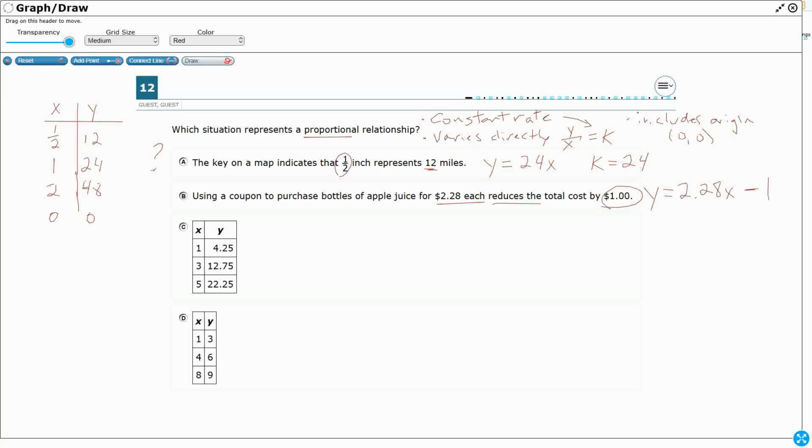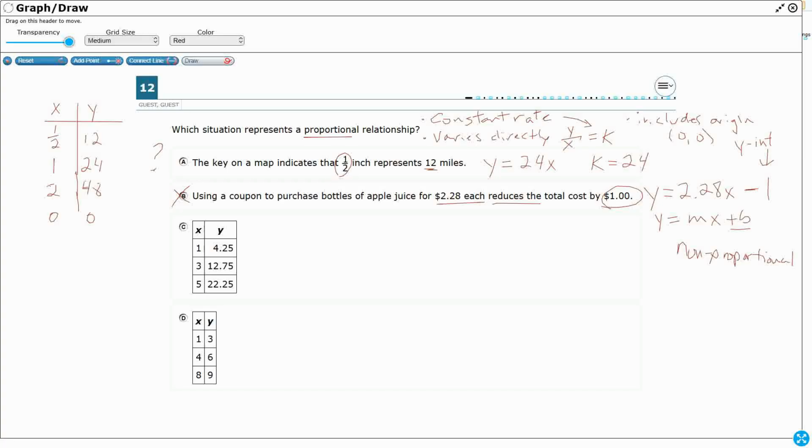When we have this y-intercept right here, that means we're in slope-intercept form. And when we have a slope-intercept form like this, that means it's non-proportional because it doesn't go through the origin. Our y-intercept is -1. So this is not proportional. This is non-proportional because it doesn't go through the origin.